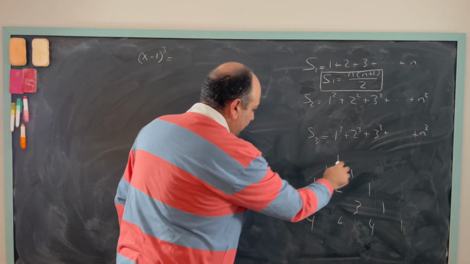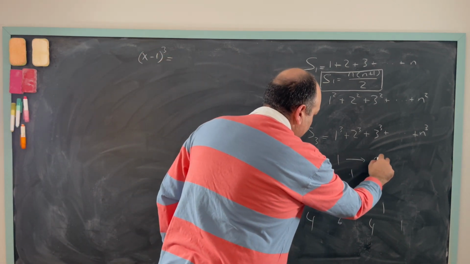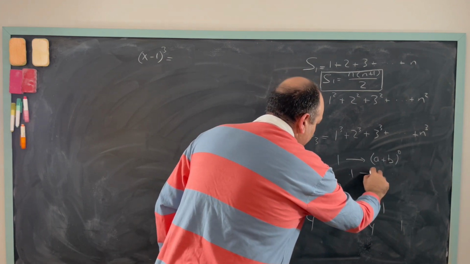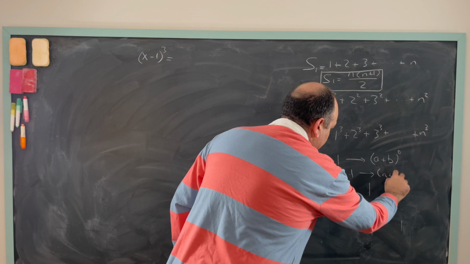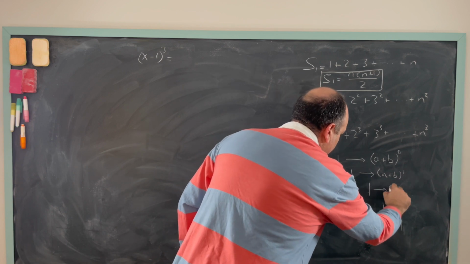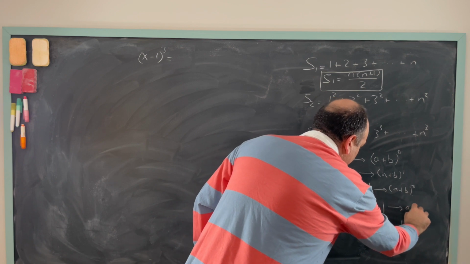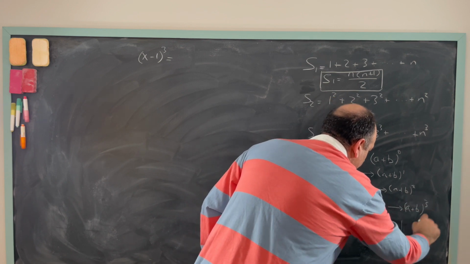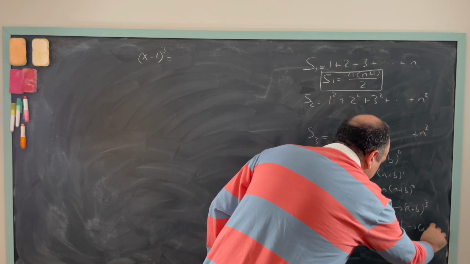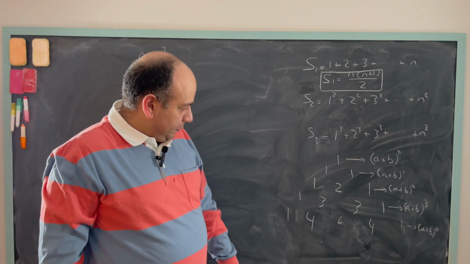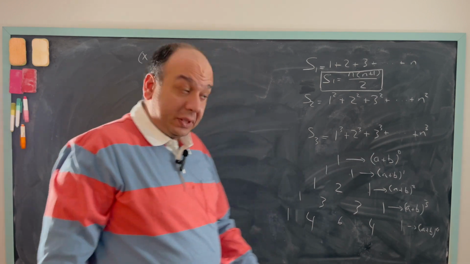So I'm using this row to calculate a plus b to the power 0. This row is good for a plus b to the power 1. So this is a plus b to the power 2. So this is a plus b cubed. And this is a plus b to the fourth. Okay, a and b are real numbers here.